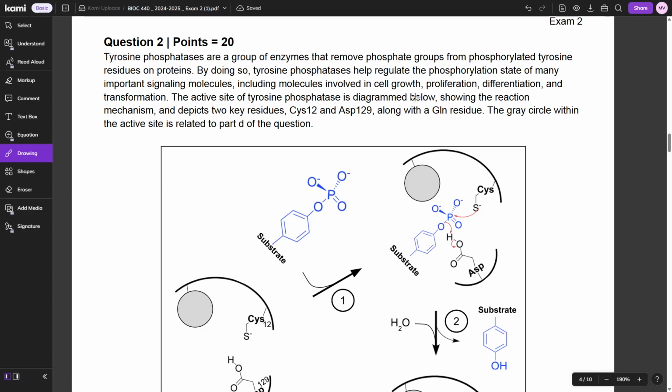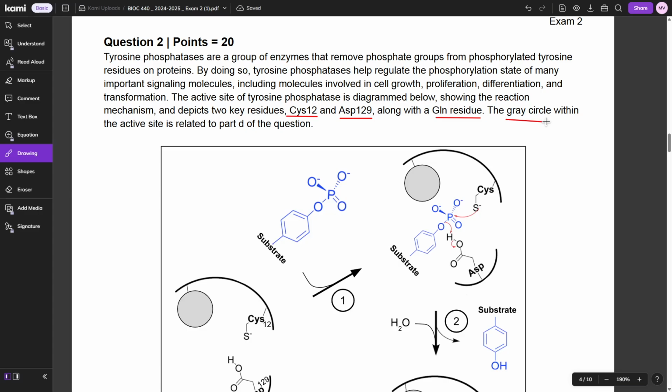The active site of the tyrosine phosphatase is diagrammed below, showing the reaction mechanism depicted. Okay, so we've got a cysteine and an aspartate. From my understanding of amino acids, cysteine has a pK of around 8 or so, and usually acts as a nucleophile, or in disulfide bond formation. And aspartate is usually acidic, so I'm expecting some sort of proton donation with a nucleophile in there somewhere with cysteine. And there's a glutamine residue. Not really sure what the glutamine's doing, probably acting as a hydrogen bonder.